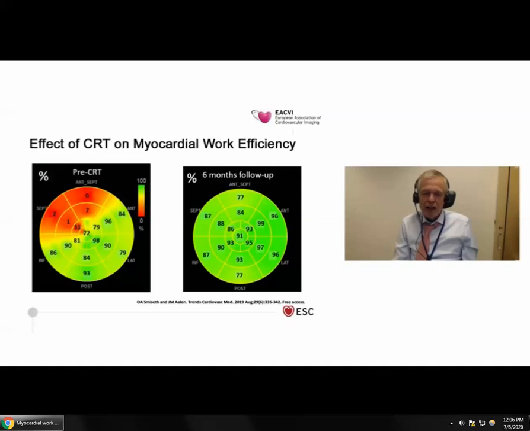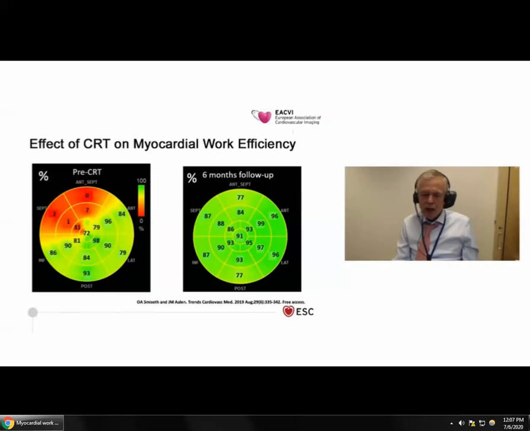Now, in this slide, you can see the same patient to the left with the red being the inefficient work, and the remaining part, the green, is the good work, the healthy work. And we put on the CRT pacemaker on this patient who had a left bundle branch block. You see everything becomes green and nice. So the CRT was able to correct the inefficient work to healthy good work remarkably.